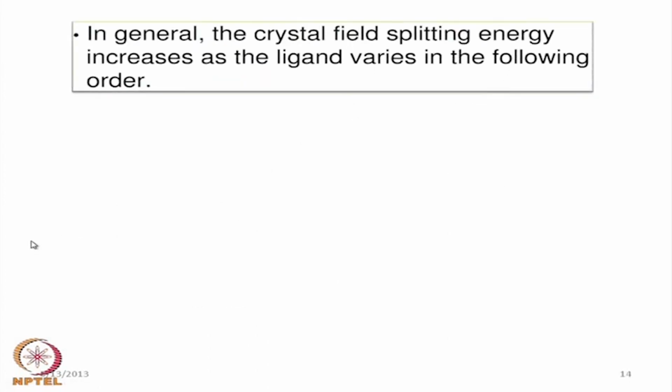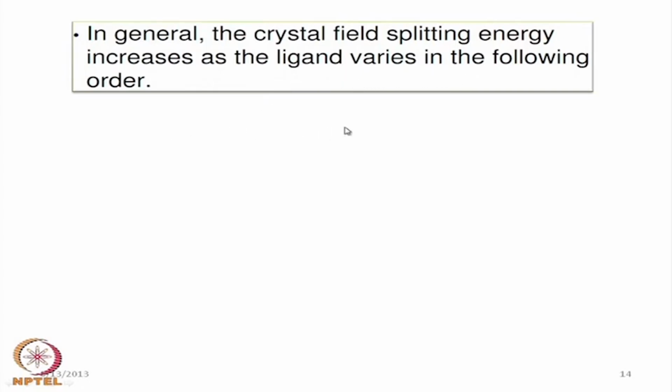So next we will see how the different types of splitting we can have. We have the delta value, that is the splitting parameter, the crystal field splitting energy, which we can also calculate, and the other is the corresponding pairing energy term. In general the crystal field splitting energy increases as the ligand varies in the following order.